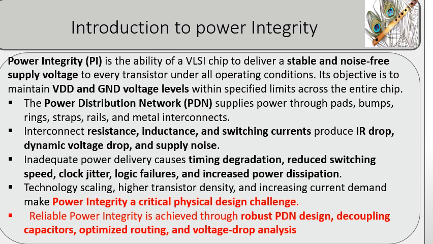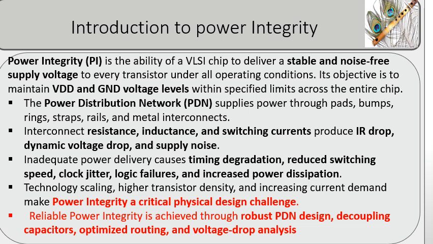Power integrity refers to the ability of a VLSI chip to deliver a stable and noise-free supply voltage to every transistor during all operating conditions. This is achieved through the power distribution network, which carries VDD and VSS from the package to every active device on the chip. However, interconnect resistance, inductance, and large switching currents introduce IR drop, dynamic voltage drop, and supply noise.